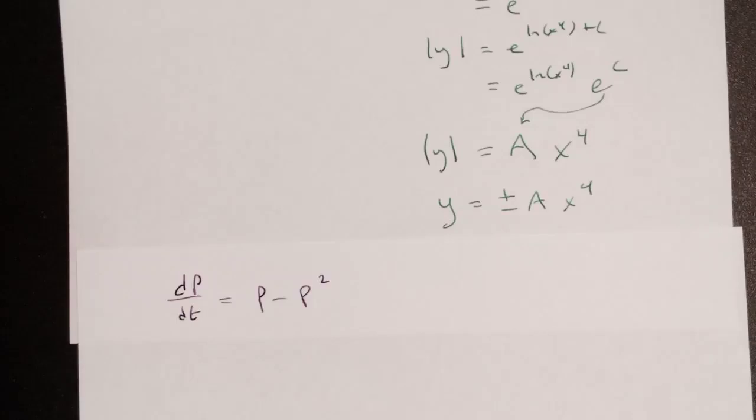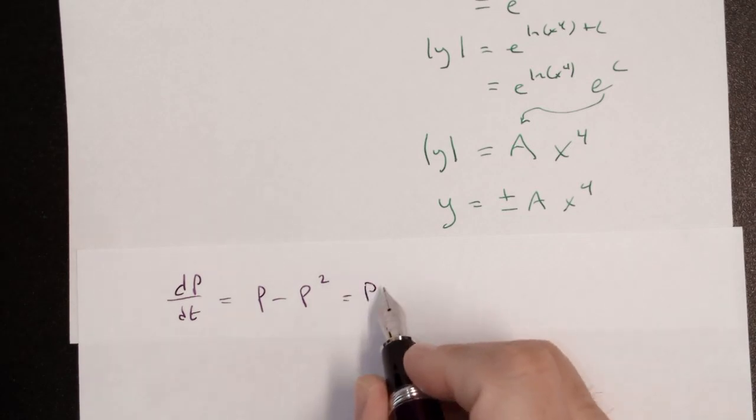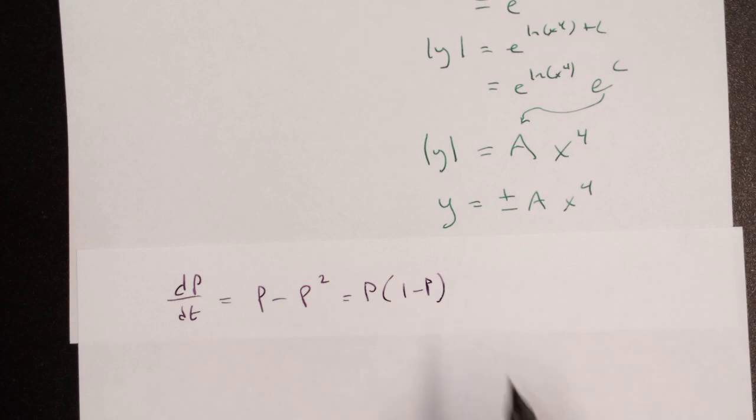We did one that had A and B in it on Tuesday when we were talking about models, right? A, P, B minus P, something like that. Here's the simplest version of that. I've just got P minus P squared. Or if you wanted to, you could write it as P times 1 minus P.